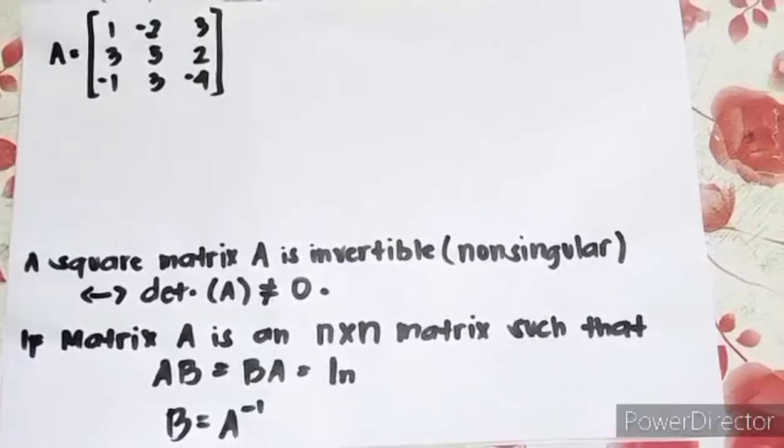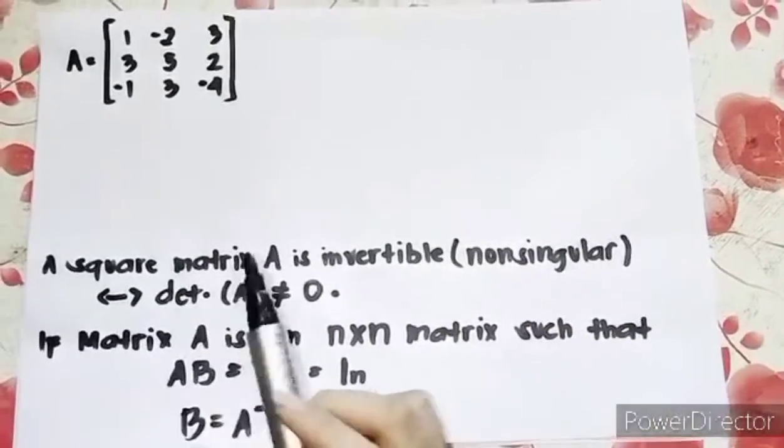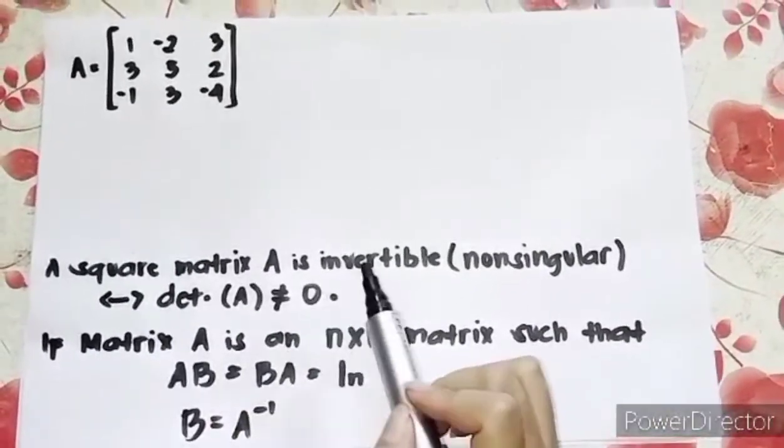Determinant of an invertible matrix. A square matrix A is invertible or non-singular if and only if determinant A is not equal to 0. I will show you later on how to determine whether the determinant is not equal to 0. So a square matrix A is invertible or non-singular if and only if determinant A is not equal to 0.